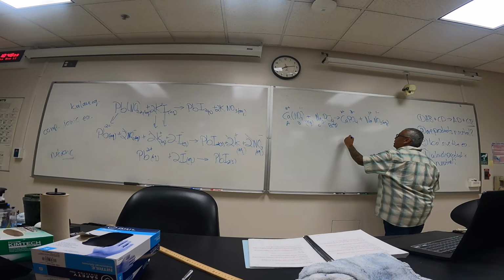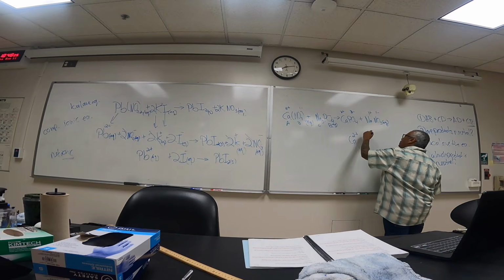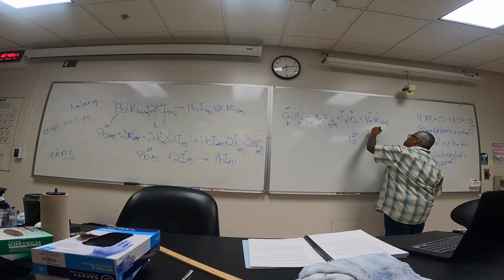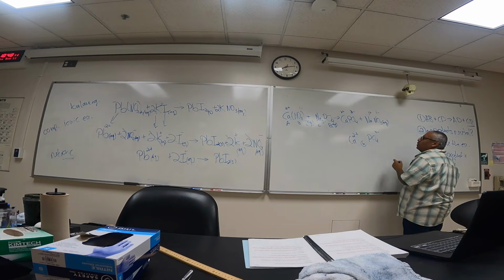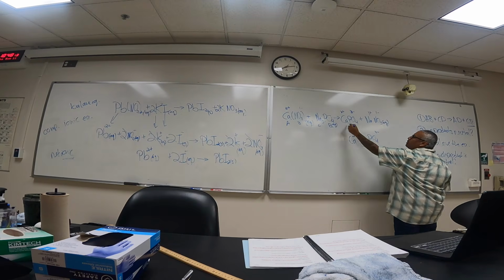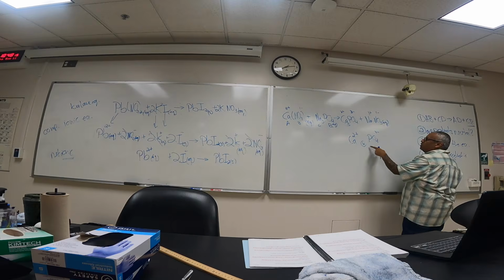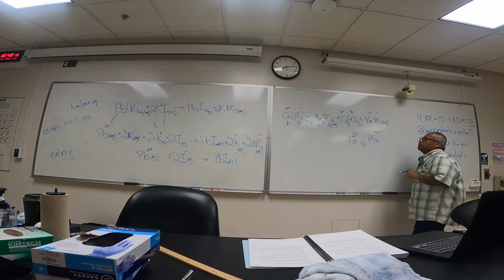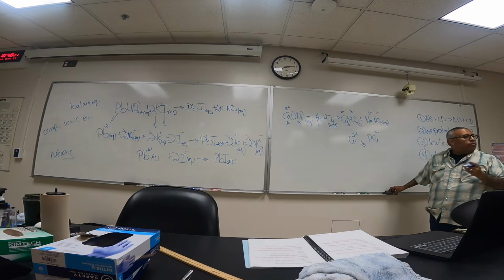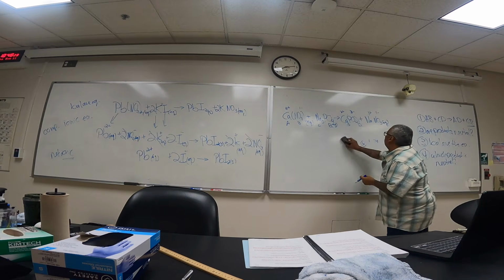But this is 3 and 2. We need to fix this. So calcium's 2 plus. Phosphate is 3 minus. 2, 3 both go into 6. 2 goes into 6 how many times? 3. 3 goes into 6 how many times? 2. So we need 2 of these. All right. So now the products are both neutral.